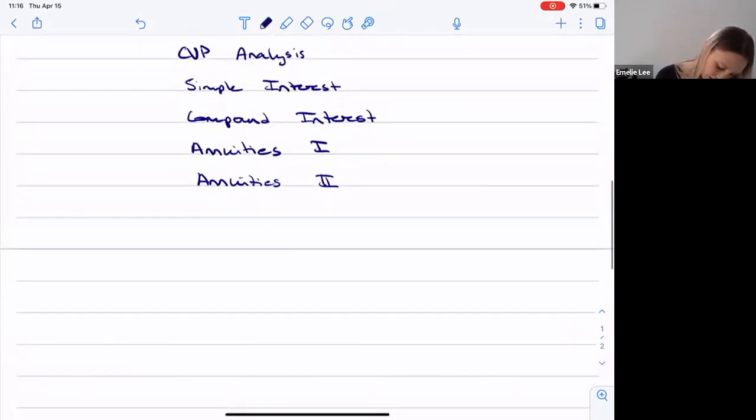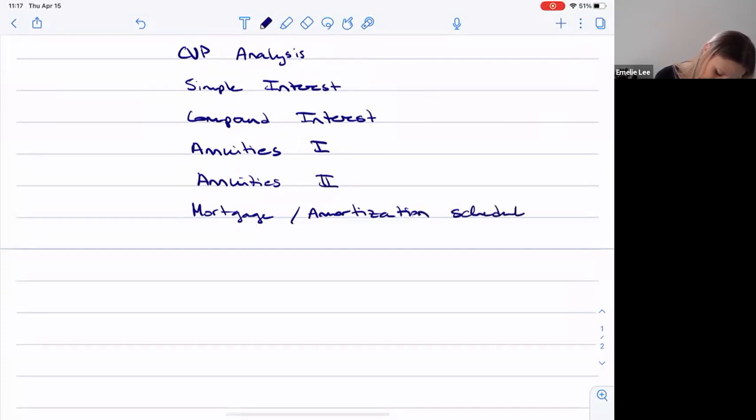And then a mortgage section, mortgage / amortization schedule. They're the same. Okay.